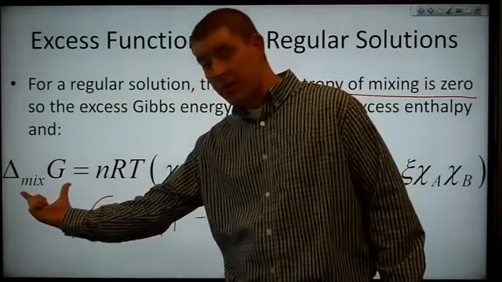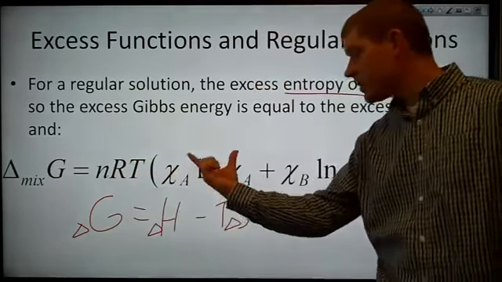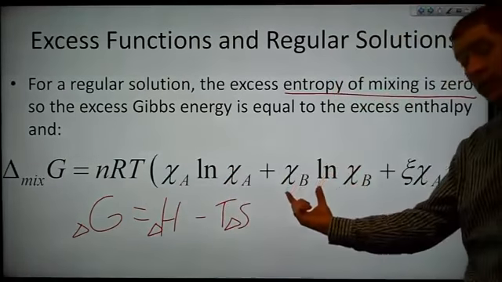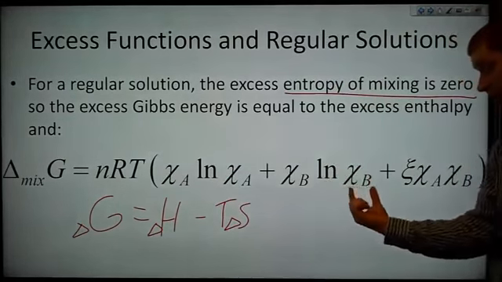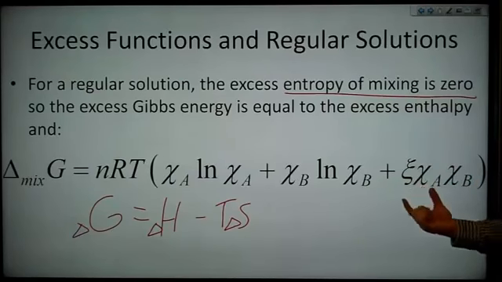and that means now we can say that the Gibbs energy of mixing is equal to N times R times T times the mole fraction of A times the natural log of the mole fraction of A plus the mole fraction of B times the natural log of the mole fraction of B plus xi times the mole fraction of A times the mole fraction of B.